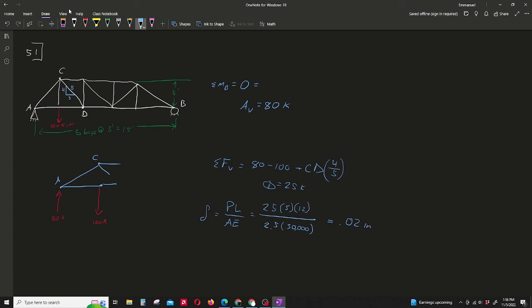And the last thing we want to do is just check our stress level just to make sure it is not past our proportional limit. So therefore we can check 25 divided by 2.5, which gives us 10 KSI, and our proportional limit is 34 KSI, so therefore this checks out.